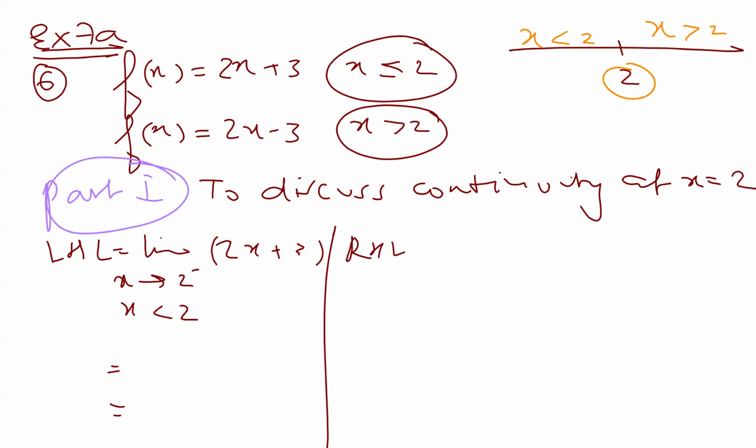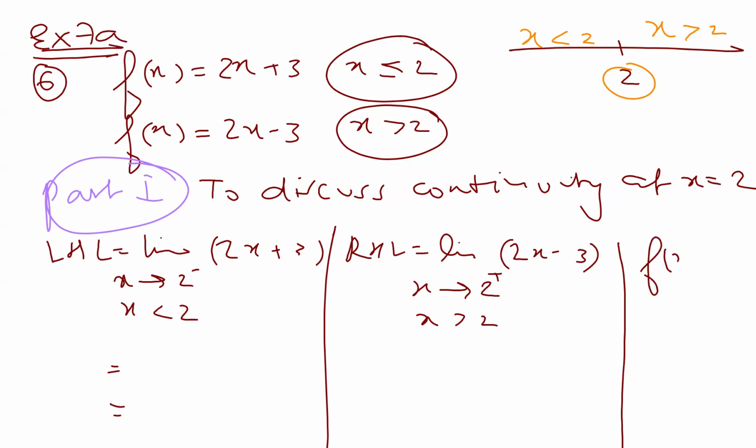Then RHL: limit x approaching 2 plus, x is greater than 2, 2x minus 3. Then f of x at x equal to 2 is 2x plus 3, so 2 into 2, 4 plus 3, which is 7. Check these values also. If all three values are same, it is continuous at x is equal to 2. Fine. This was part 1.